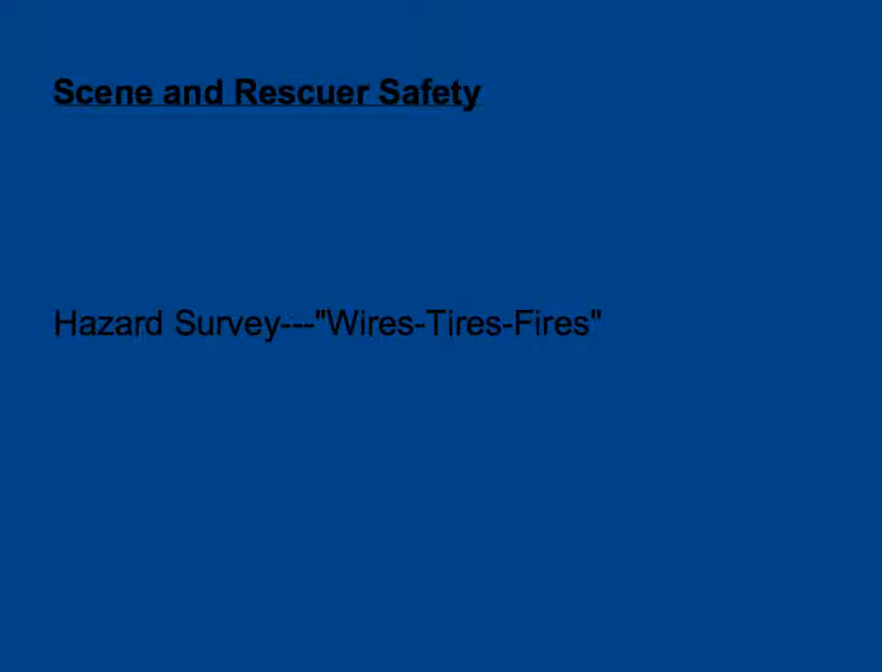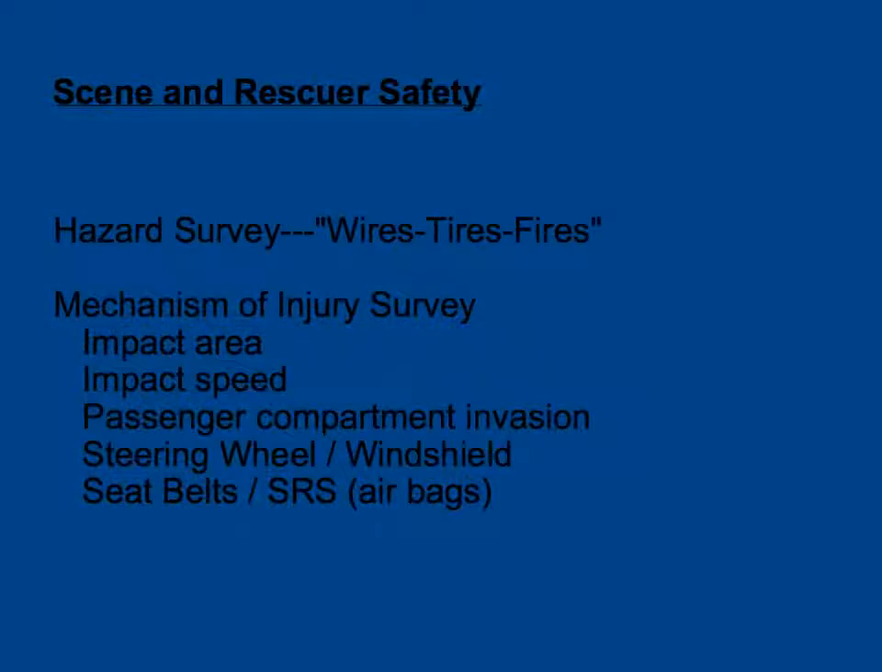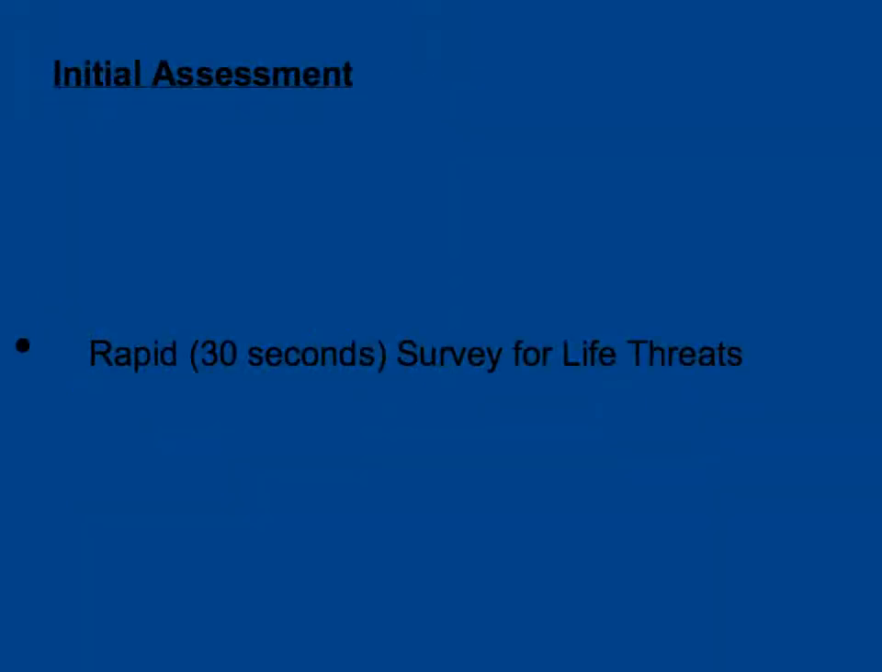Obviously, your first priority is your own safety, which includes a good hazard survey of any motor vehicle crash scene. Information about the mechanism of injury for your patient can include the impact area on the vehicle relative to where the patient is seated, the impact speed, any passenger compartment invasion that occurred, is there any steering wheel or windshield damage, and were seat belts or airbags in place.